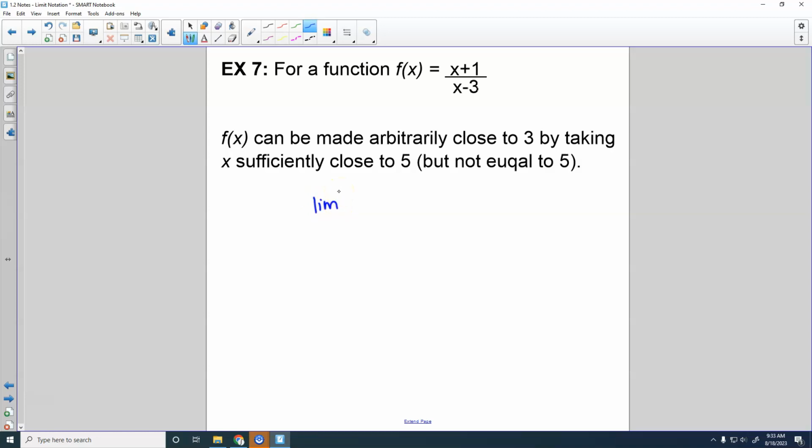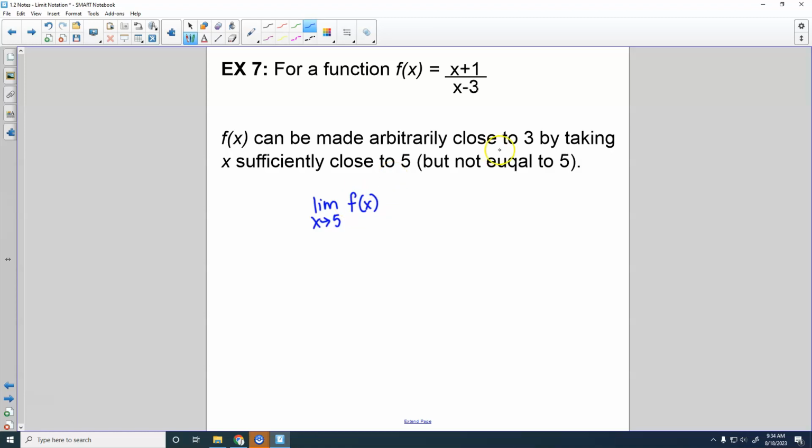And I always start with the x first. X sufficiently close to 5. That's x is approaching 5. It doesn't say anything about left or right, so we're just going to assume it's both sides. We're not going to put a plus or minus. Right here, I need an equation. That's going to be where I put my f of x, or I can put the x plus 1 over x minus 3 if I'd rather.